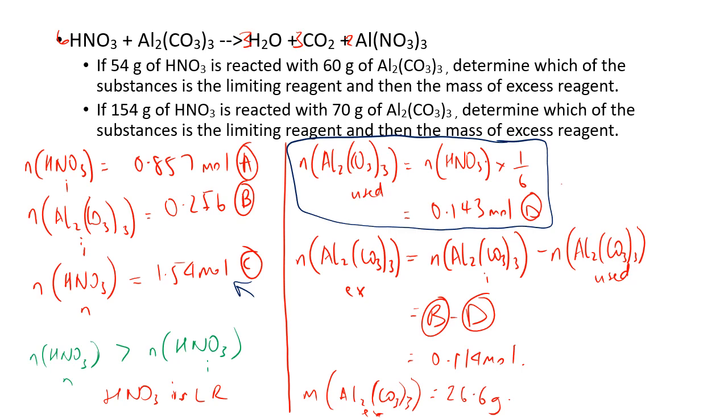The next question there, I can tell you that it's not HNO3 that's the limiting reagent, it is the Al2(CO3)3 that is the limiting reagent, and the mass at the end is 40.89 grams. Give it a go yourself. If you don't get these numbers, you can come and ask me.